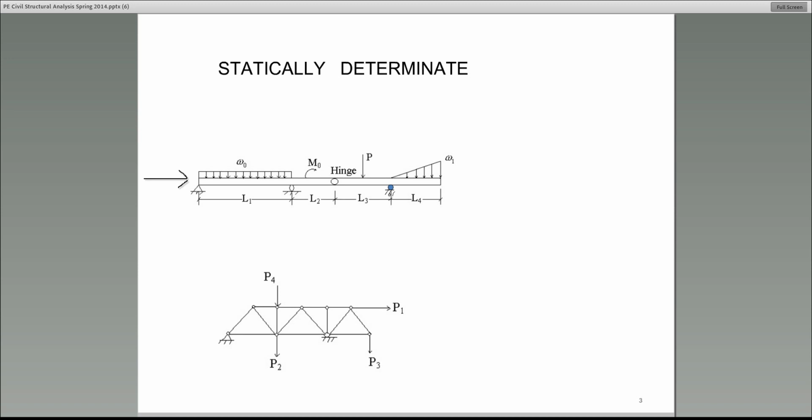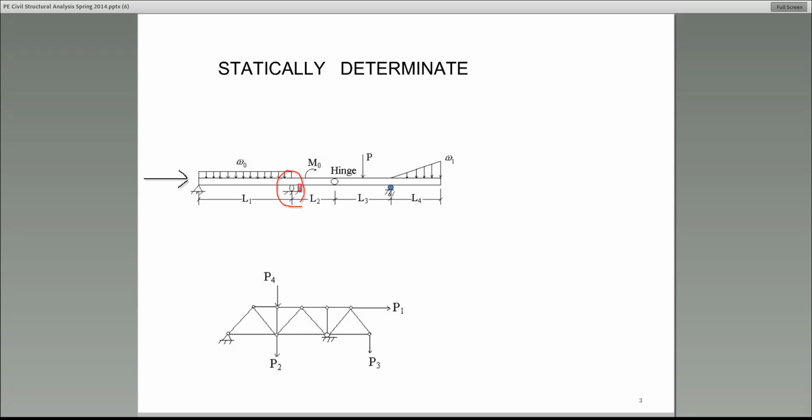Now, what about the other support? We have another support that's right over here. And guys, that is a roller. Whenever you see a circle sitting on a surface, that is a roller. And how many unknowns are there at a roller? 1 reaction. Jacqueline says roller has 1 reaction. That's correct.